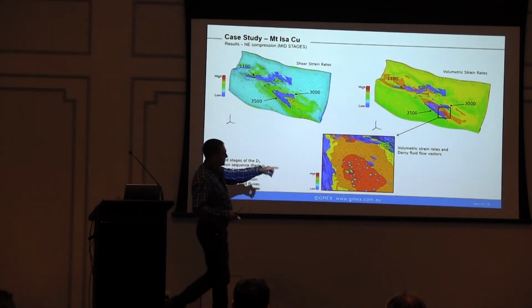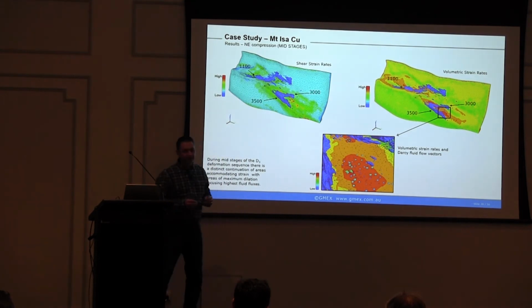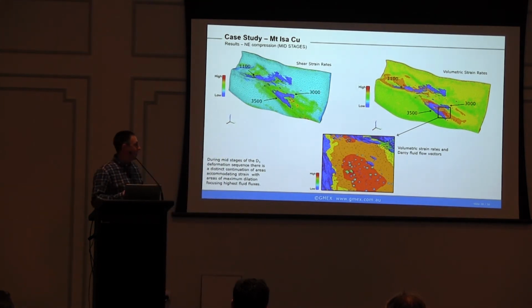This spot up here is an area of dilation. So I had a closer look at this, and we can see that the fluid flow within that area is actually really strong. So that dilation in the system is actually focusing fluids into that area. So it's definitely a prime target to look at.